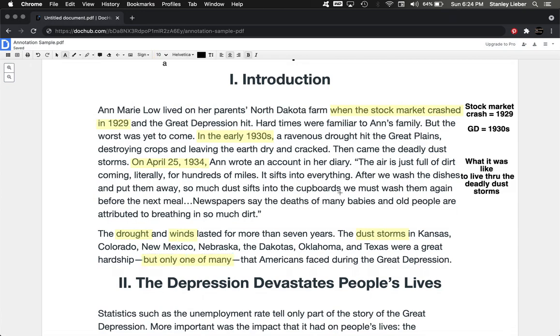So again, I'm going to come in with my note-taking tool. I'm going to make a note. Main idea is going to be hardships during the Great Depression. And then I'll make a note: droughts, wind, dust storms, and then maybe and more.